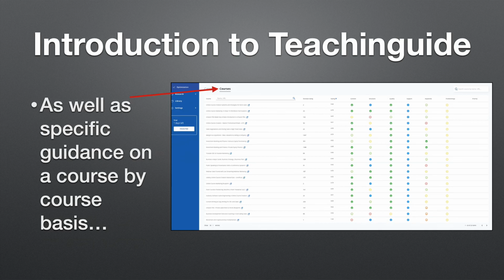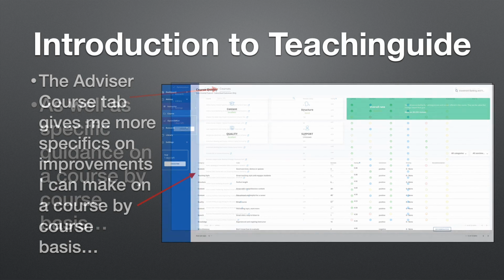There is also specific guidance on a course-by-course basis, which you can see here. I can get a lot of information about the content, the structure, the quality, the support, keywords, positioning. So these are all helpful guidance to see where there are things I need to be doing. I'm looking particularly for the red phrases which are not smiling, and I need to pick out from those and take action on some of the issues relating to those courses.